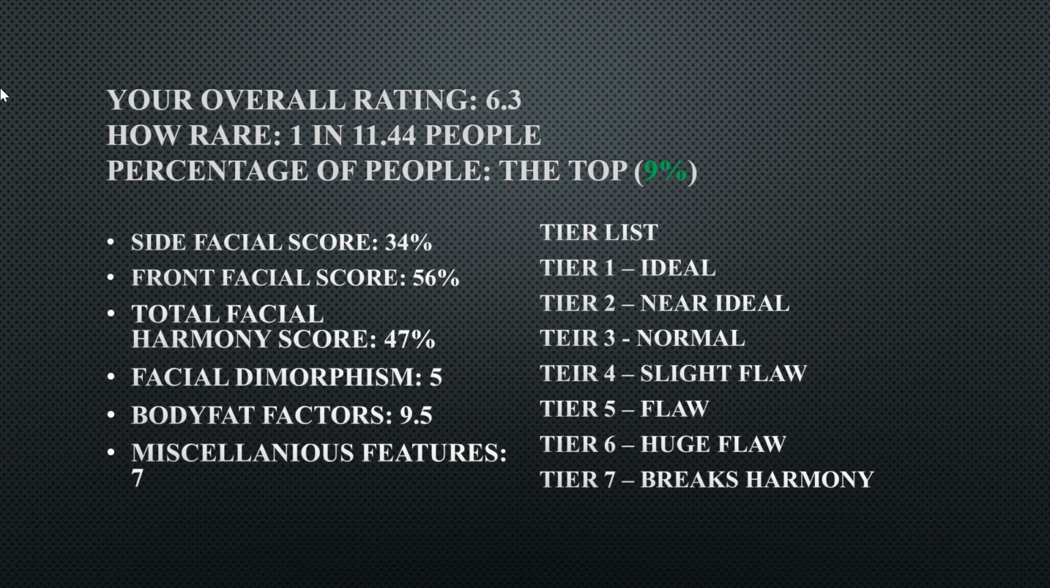His facial dimorphism is a 5. Body fat factors is a 9.5. And miscellaneous features is a 7. The tier list is to the right side. Tier 1 is ideal. Tier 2 is near ideal. Tier 3 is normal. Tier 4 is a slight fall. Tier 5 is a flaw. Tier 6 is a huge flaw. Tier 7 breaks harmony. And for this video, we are going to look mostly at his side view profile to see why his side view is way less than his frontal view.